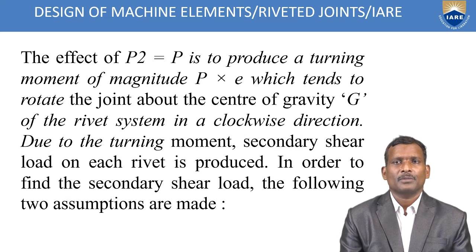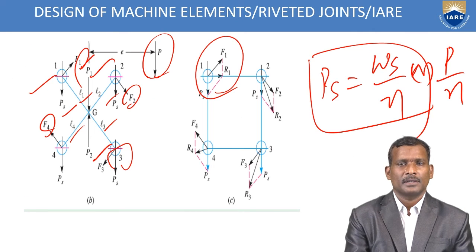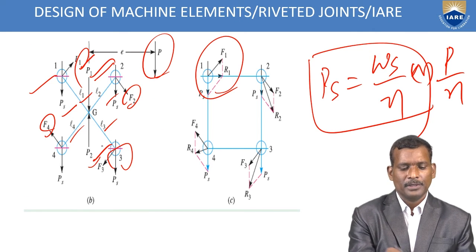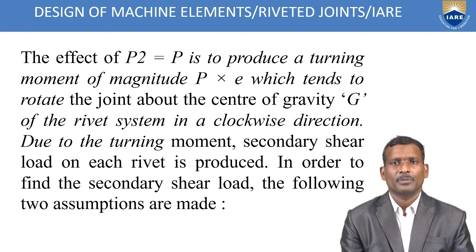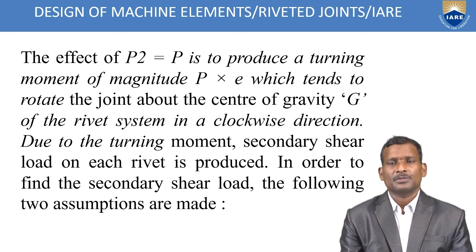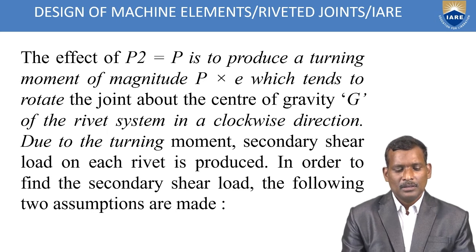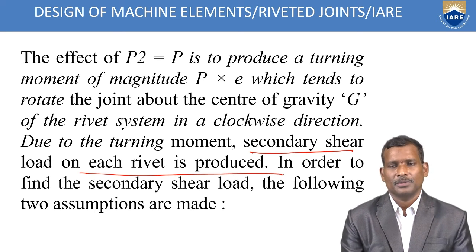So next, the effect of P2, equal to P, is to produce a turning moment. So P1 is direct shear stress P and P2 produces the turning moment of magnitude P into E, which tends to rotate the joint about the center of gravity in clockwise direction. Clear? So due to the turning moment, the secondary shear stress on each rivet is produced.